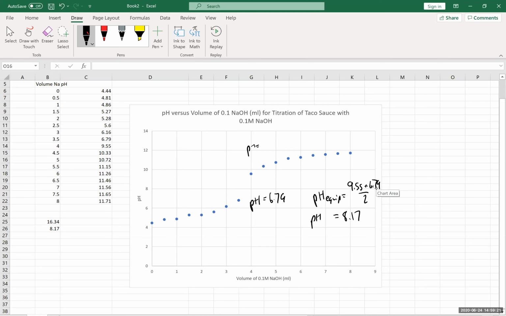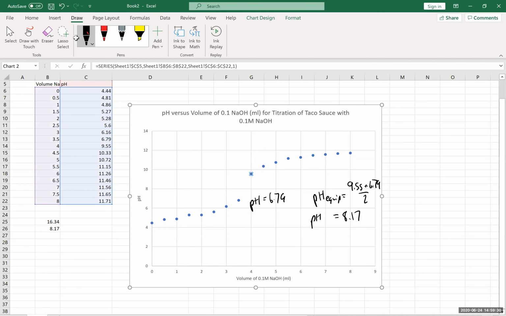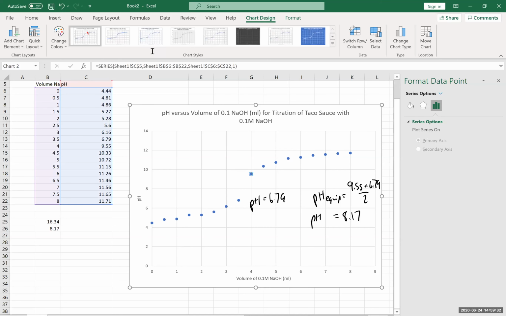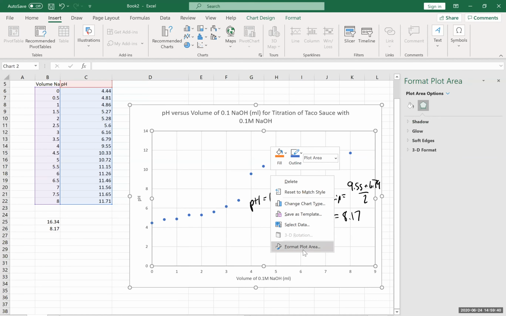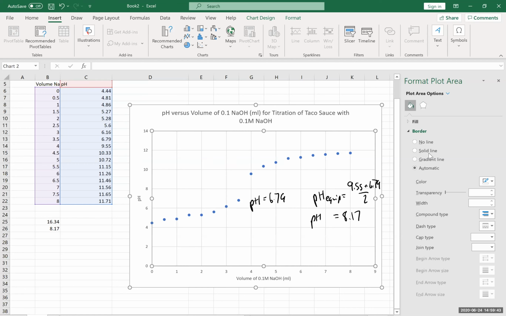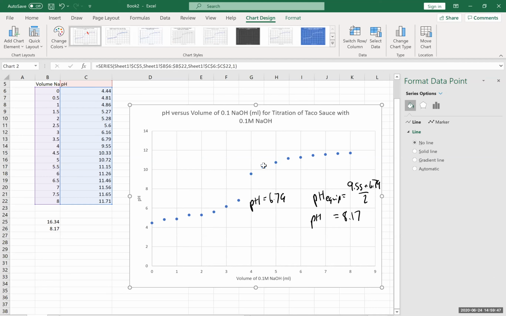Now, what do we do with this information? Well, what we're going to do is click on our data points. I'm going to go to Format, Plot Area. Oops, let's double click on this plot.